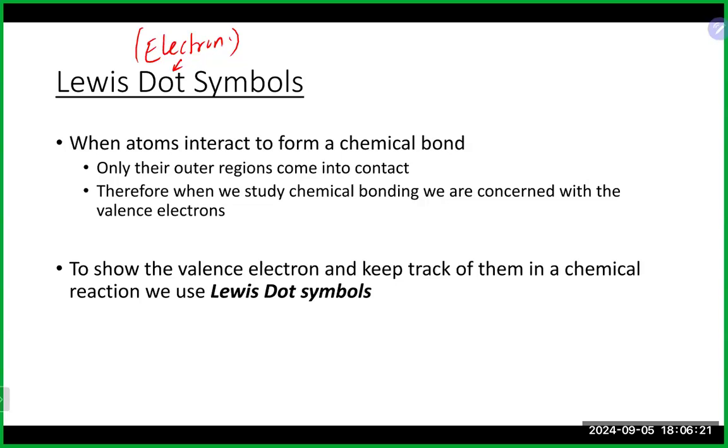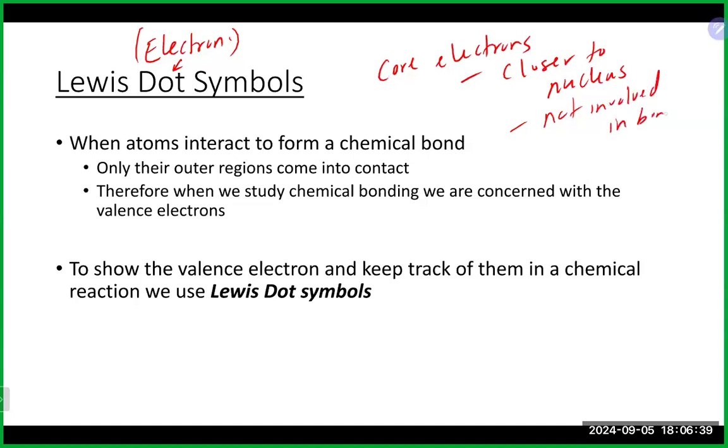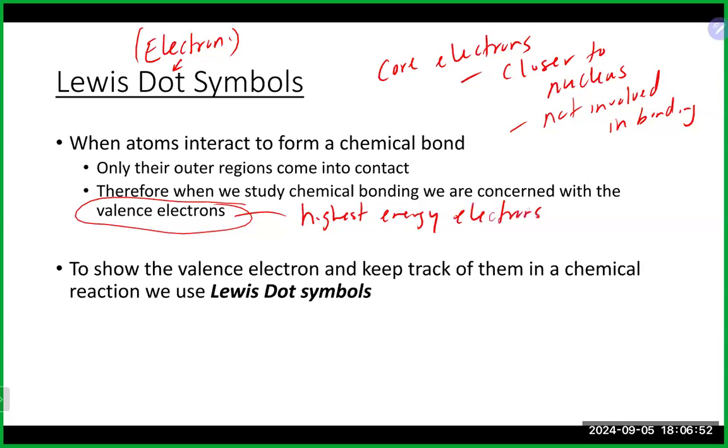Now, there are two types of electrons that we talked about. When we talked about electron configuration, there are core electrons, which are closer to the nucleus, also held a lot tighter because of that, and they are not involved in bonding. It is the valence electrons that are involved in bonding, and these are the highest energy electrons. They are really the furthest from the nucleus.